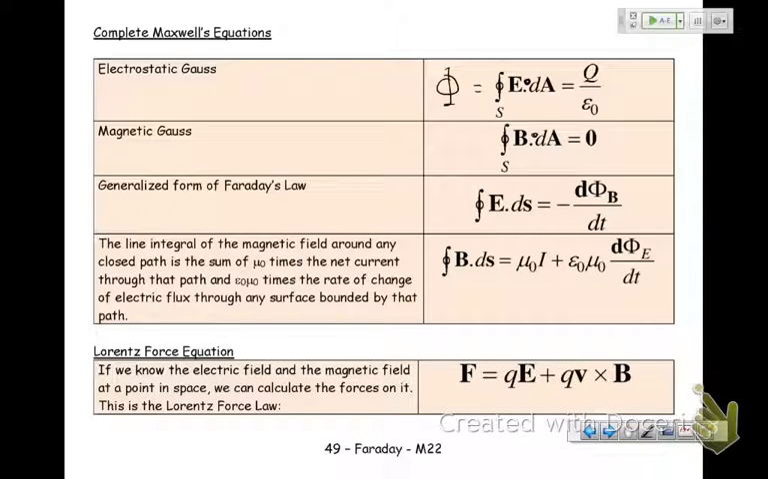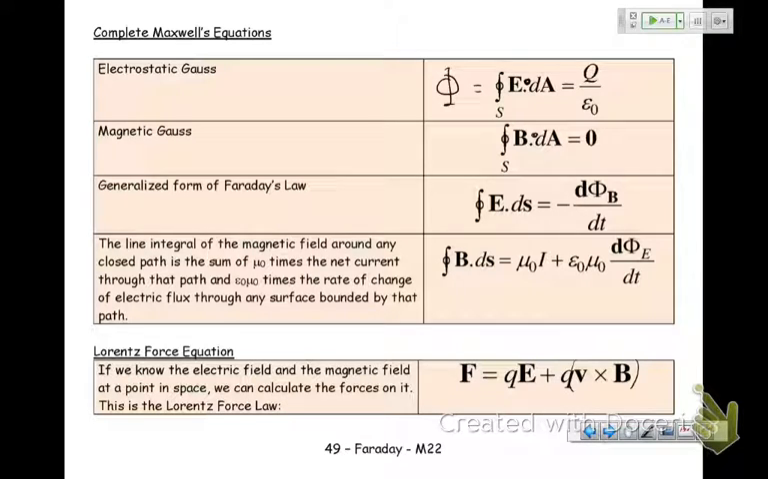And then the final little bit is the Lorentz force equation, which says, well, force, we have the charge being affected by an electric field plus the charge being affected by the magnetic field. And then we kind of have it. So it's a good way to end for the break.